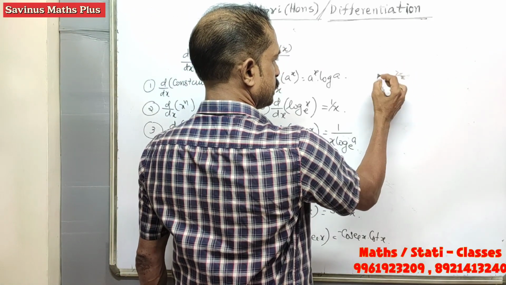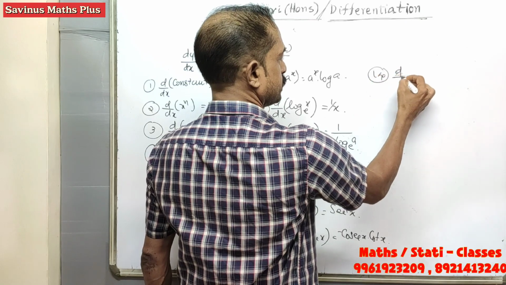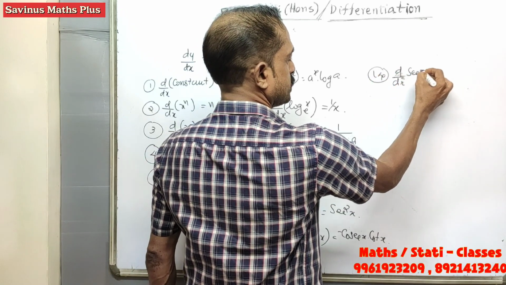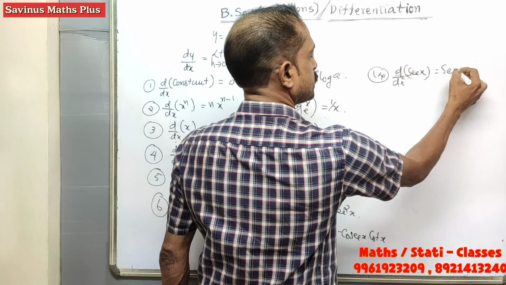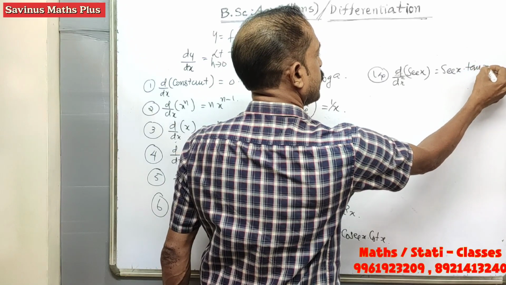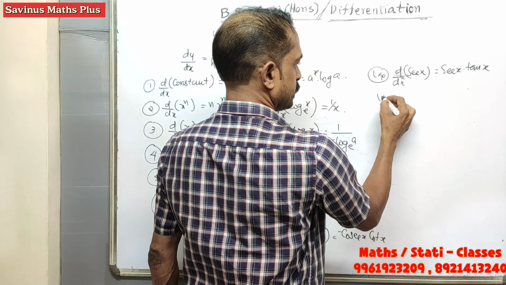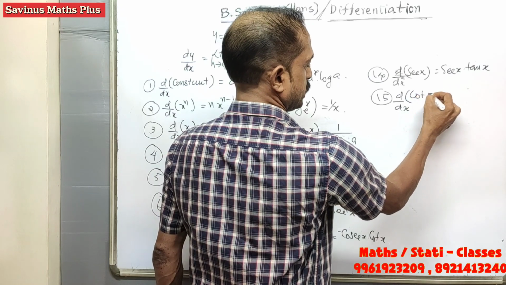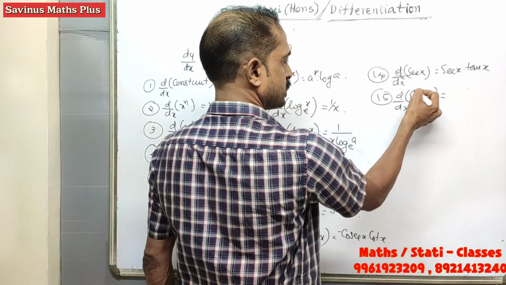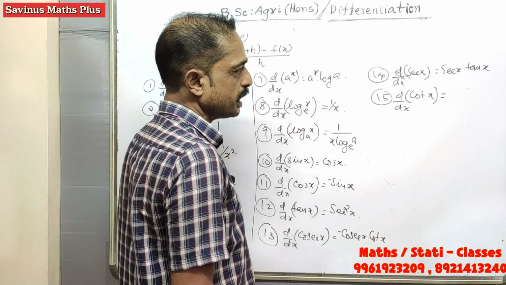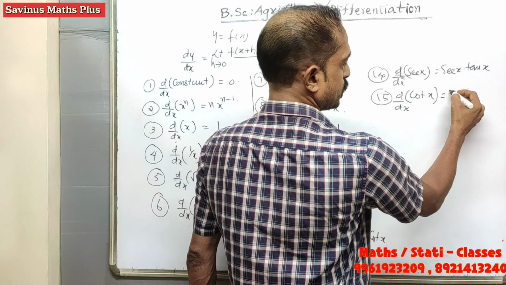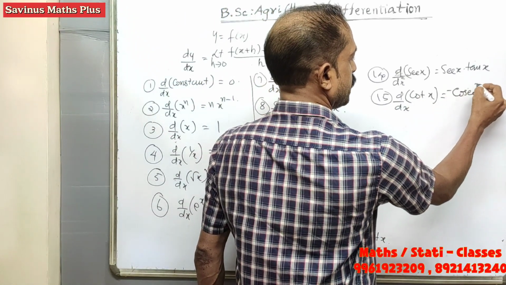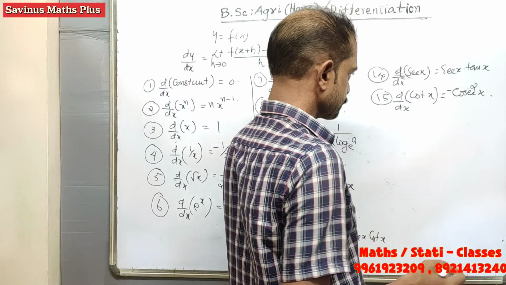Next is d by dx of sec x, which is sec x into tan x. D by dx of cot x, again cot x begins with the letter c, so it will be negative. D by dx of cot x is minus cosec square x.